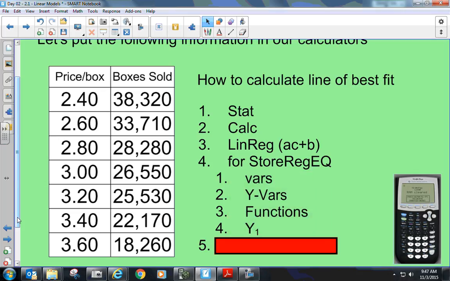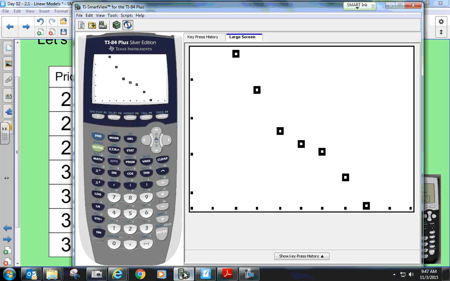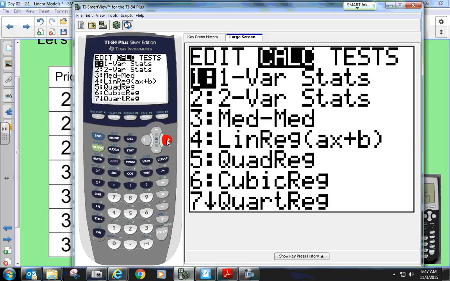All right, when you get the store reg EQ, you go to vars, Y vars, function, Y1. Right in that order. It's vars, Y vars, and you can hit enter twice, if you'd like, for function. And then you calculate it, and it will store it right in the calculator for you. So, we go to stat, calc. I want a linear regression, which is option 4. I hit enter.